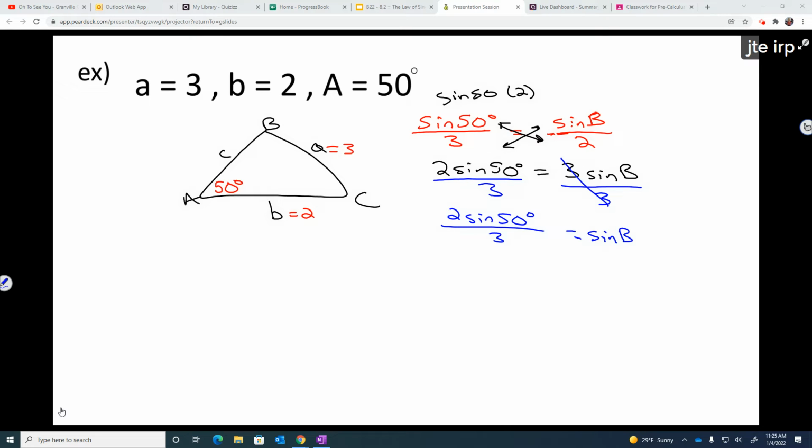And we've got to get rid of that sine somehow, because we can't just leave that as an answer. We've got to get the b all by itself. Anybody know how to do that? How do we get rid of the sine? Multiply by the cosecant.